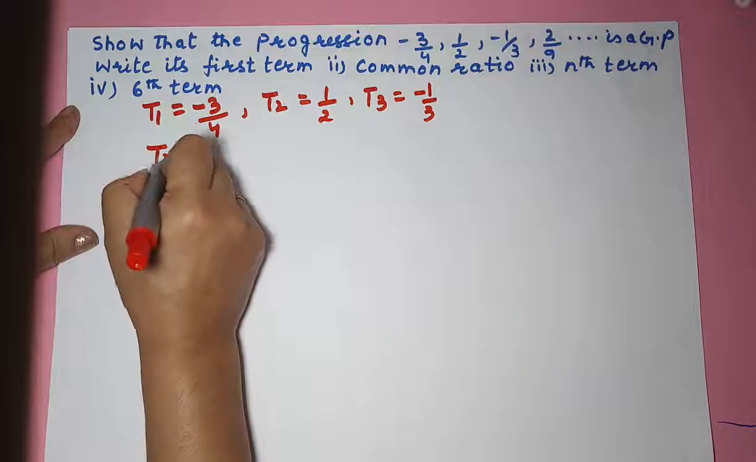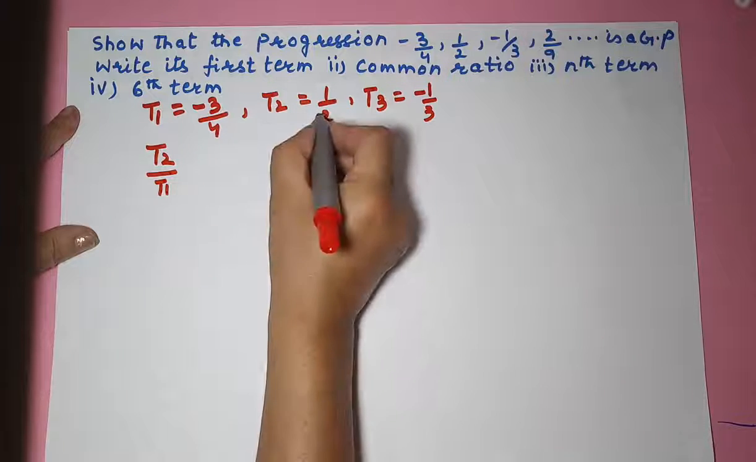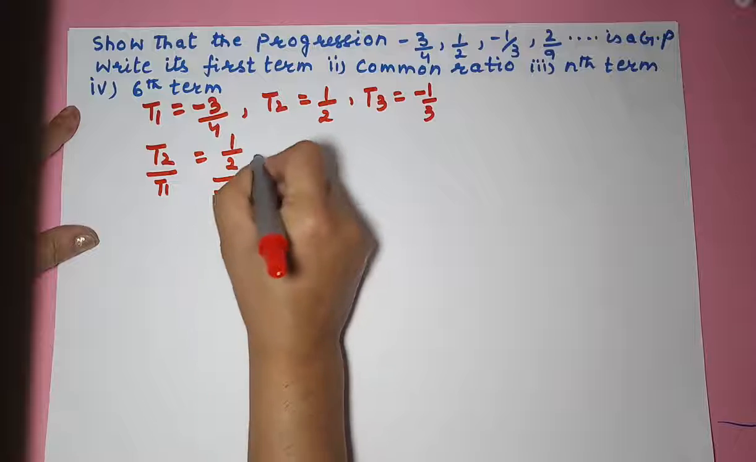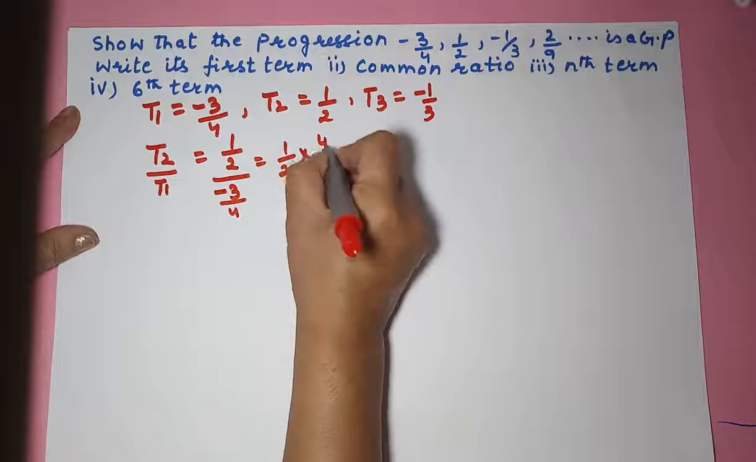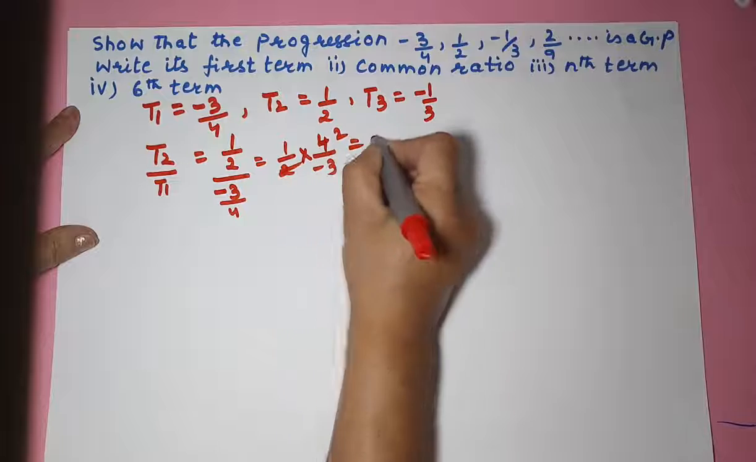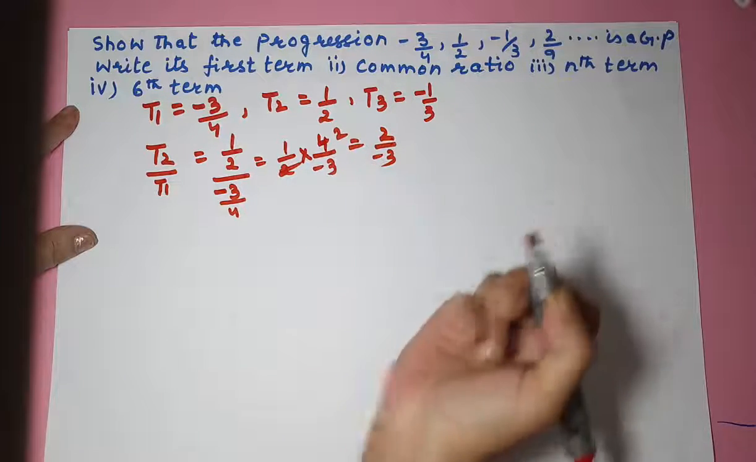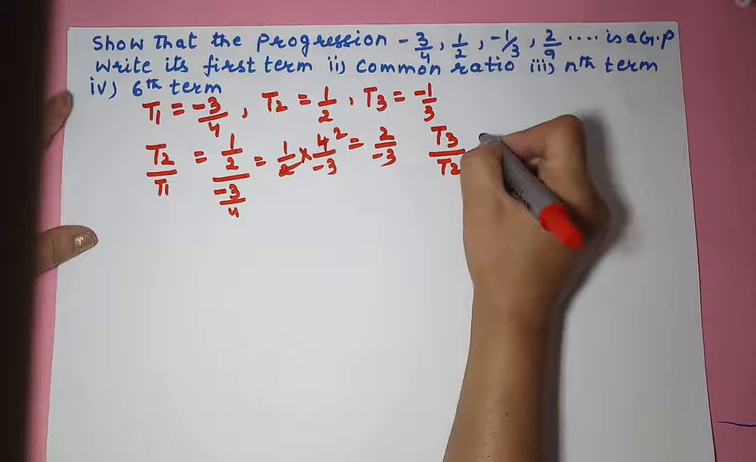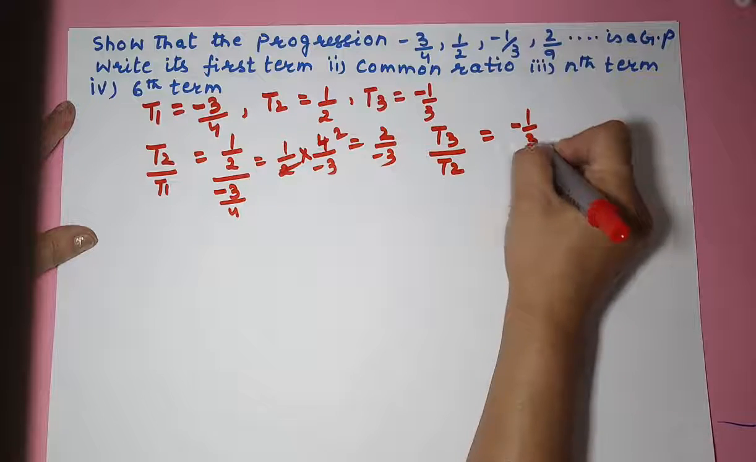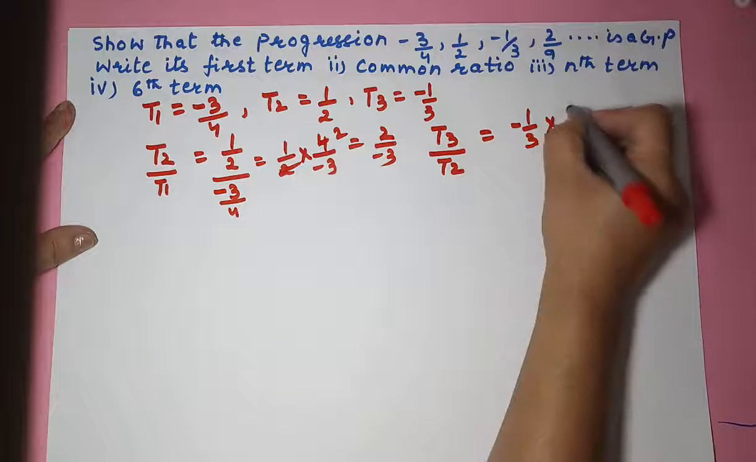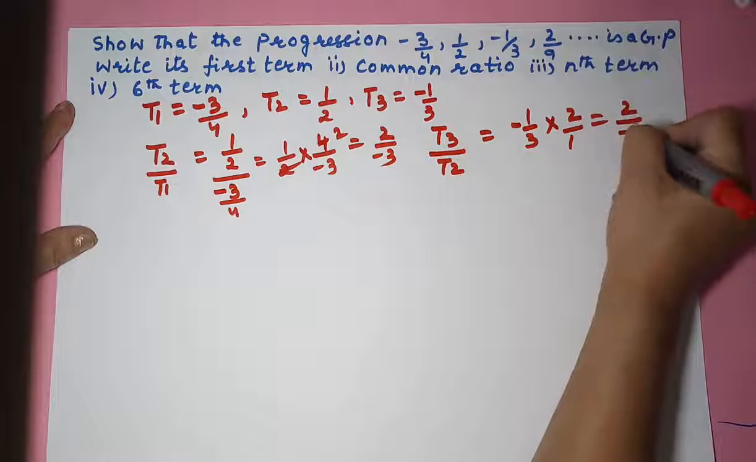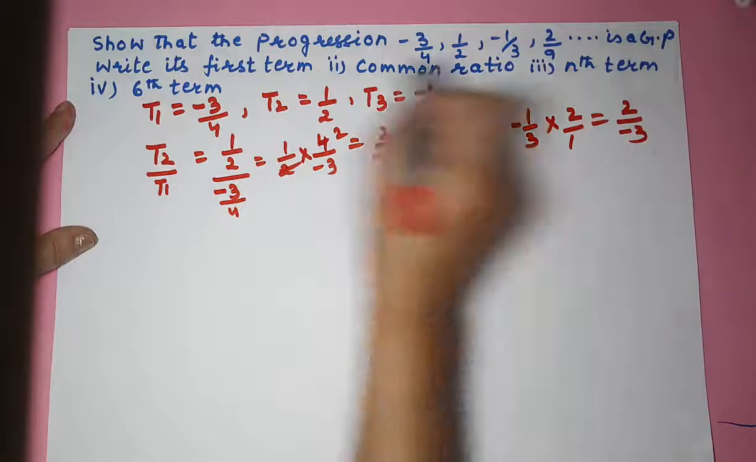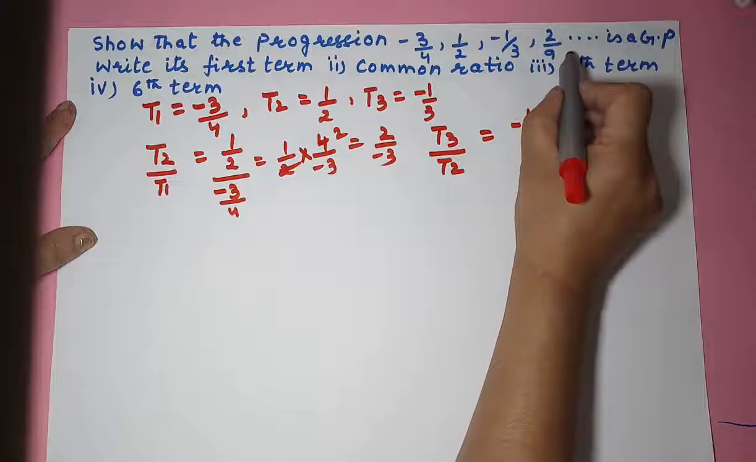Let me check whether T2 upon T1, which is 1 by 2 upon minus 3 by 4, which is equal to 1 by 2 into 4 by minus 3, 2 2s is 2 upon minus 3. Is it equal to T3 upon T2? Let me check. Minus 1 by 3 into 2 by 1, which is equal to 2 by minus 3. So I got the constant ratio here, the same common ratio. So the progression is a GP.